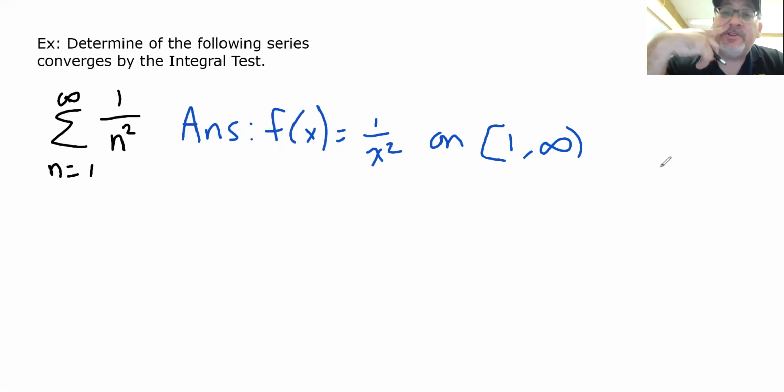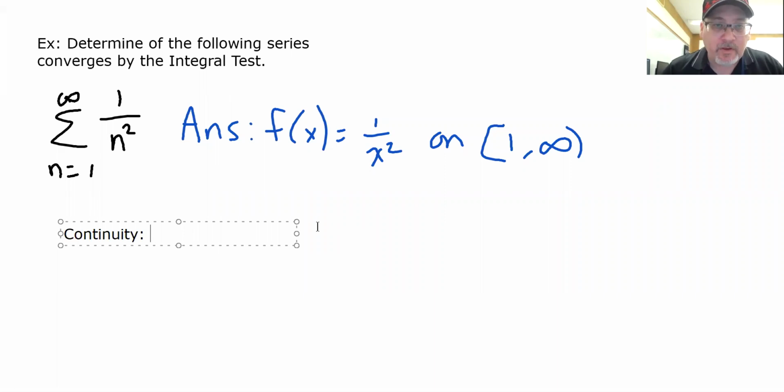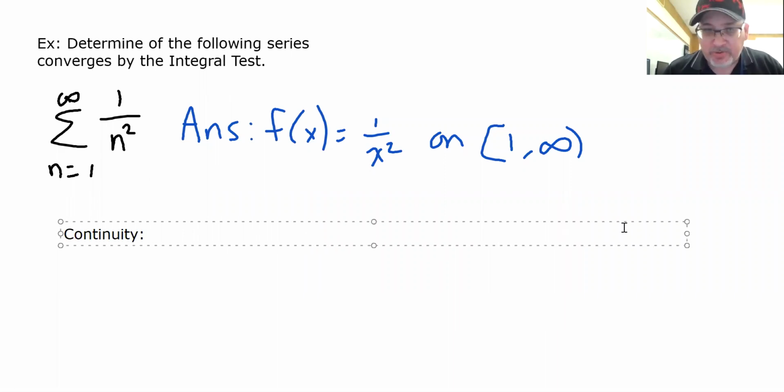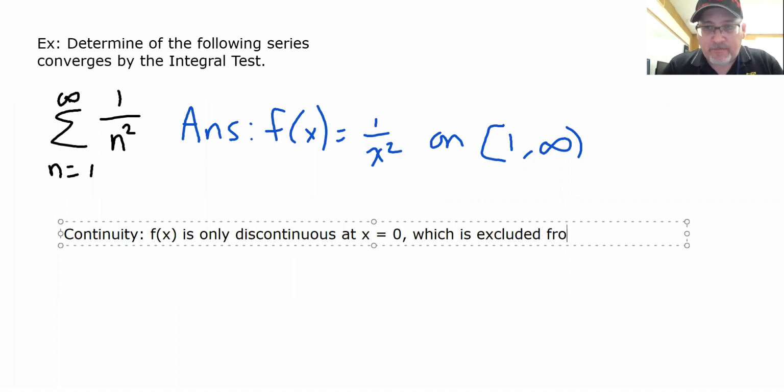All right, so let's talk about continuity real quick. We will type this up. Continuity. There's only one number that the function is discontinuous at. F of x is only discontinuous at x equals 0. Since that makes the denominator equal 0, which is excluded from our interval 1 to infinity. I'm just going to type I and F for infinity. Out. All right, so we're good with continuity. The only bad number isn't in our interval.